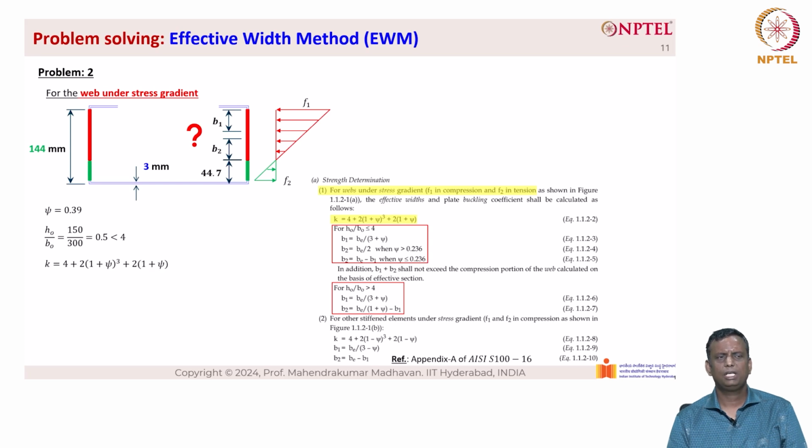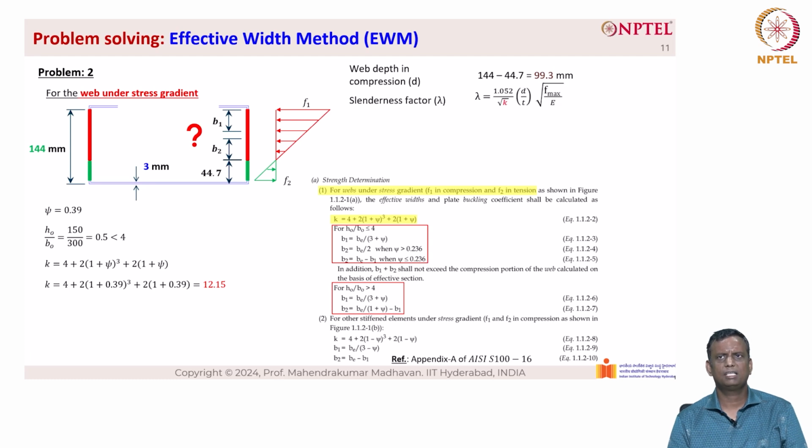So here we have to use the equation for K, the elastic stress buckling coefficient of the plate, which is equal to 4 plus 2 into (1 plus psi) the whole cube plus 2 into (1 plus psi). When we substitute psi equal to 0.39, we have K equal to 12.15. Now the web depth in compression is 144 minus 44.7, which is equal to 99.3. The slenderness factor lambda is given as lambda equal to 1.052 divided by root K, into D by 2 into root of F max by E. We have K equal to 12.15 and D equal to 99.3. So lambda is 0.357.